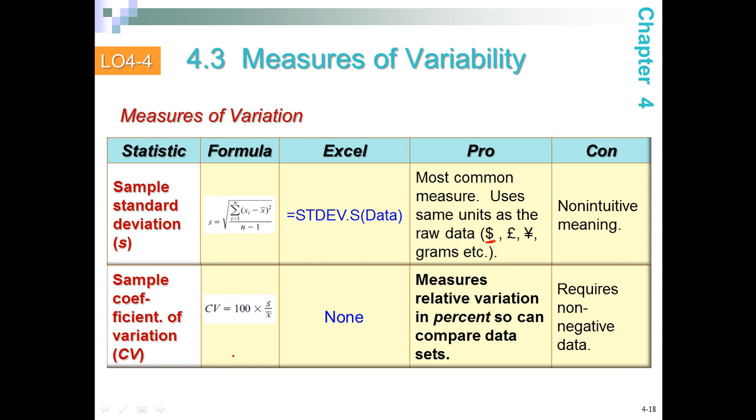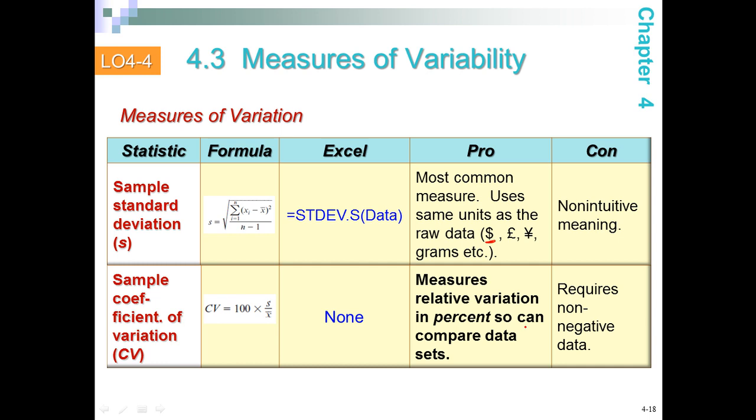The coefficient of variation is just the sample standard deviation divided by x bar, the sample mean, multiplied by 100. There's no built-in function to get that in Excel, although it's very easy to calculate. It measures the relative variation in percent, so we can compare data sets. If you're going to use two different data sets, you want to say how big the variation is divided by the mean, and we can do that using the coefficient of variation.